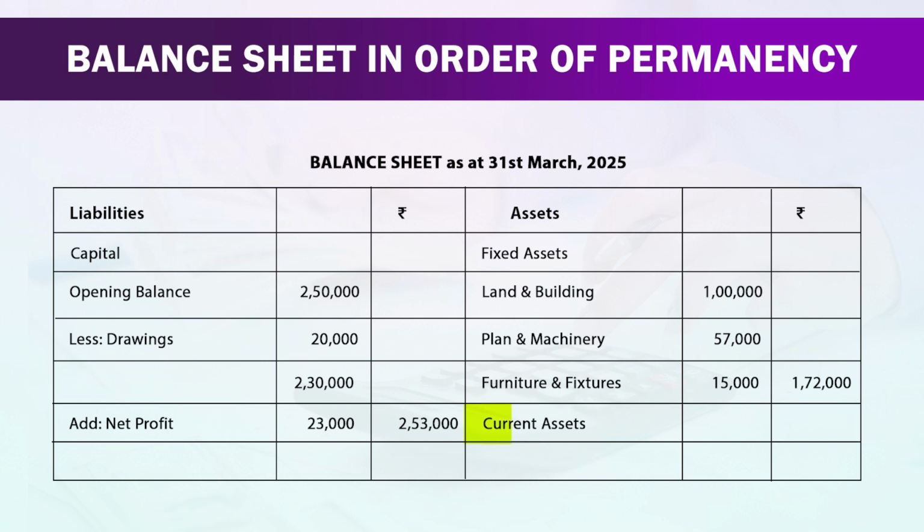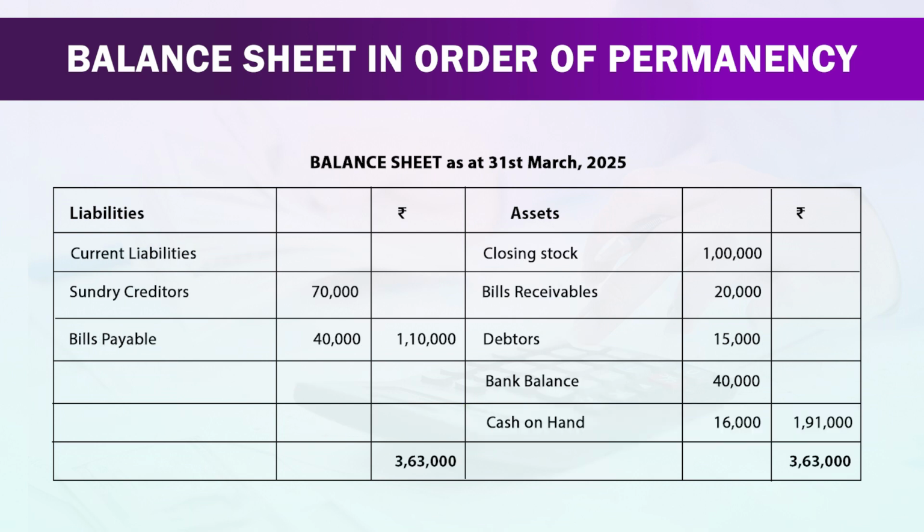Now, we will have a look at current assets. The first item in current assets is closing stock 1 lakh rupees, bills receivable 20,000, debtors 15,000, bank balance 40,000, cash on hand 16,000. Total comes to 1,91,000 of current assets, and total of balance sheet of both the sides is 3,63,000.